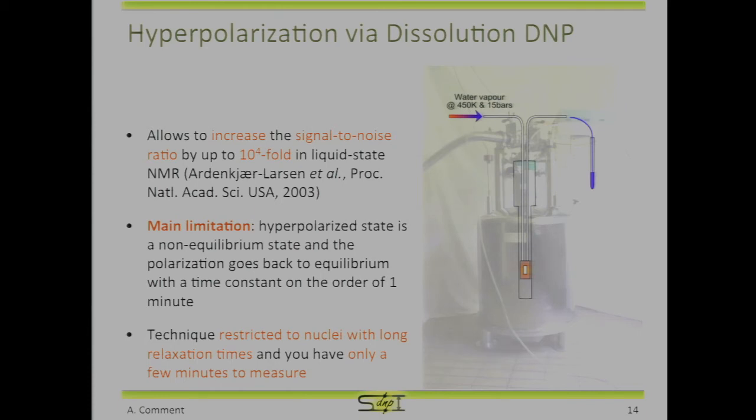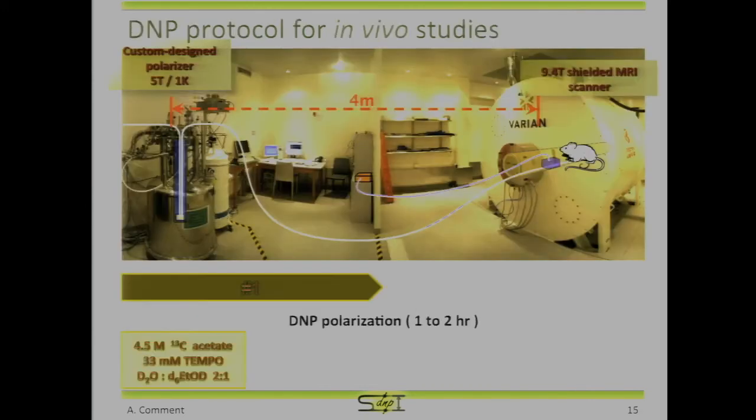And first of all, you have to only select the nuclei that will have these properties. They're not all of them. So you've got to be quick. To be quick, we built this very specific setup. We put the machine here, which we call the hyperpolarizer, and we do the protocol that I told you about. We send the microwaves for about 1 to 2 hours.